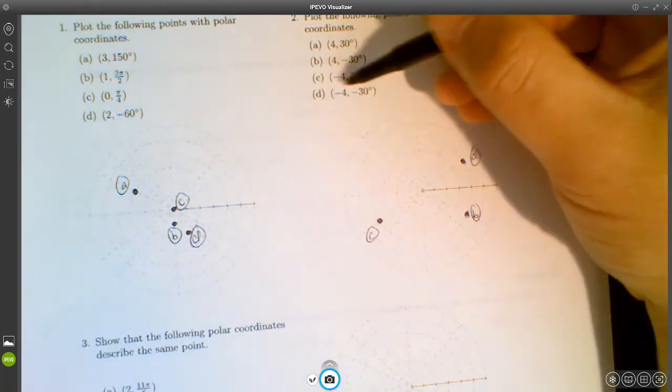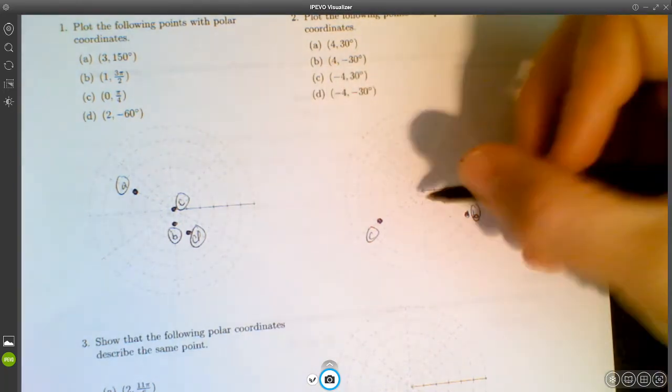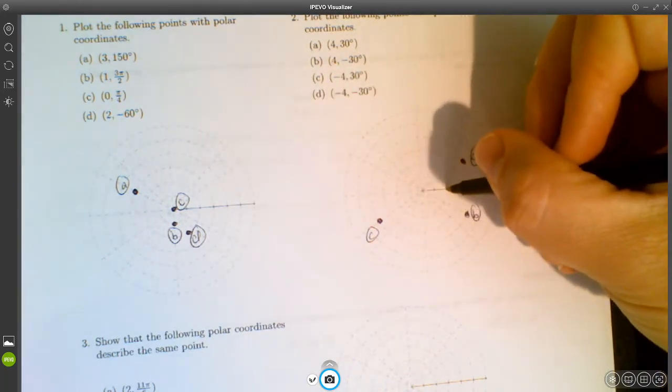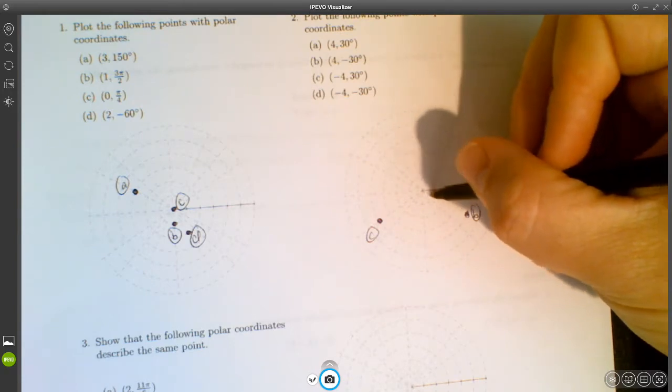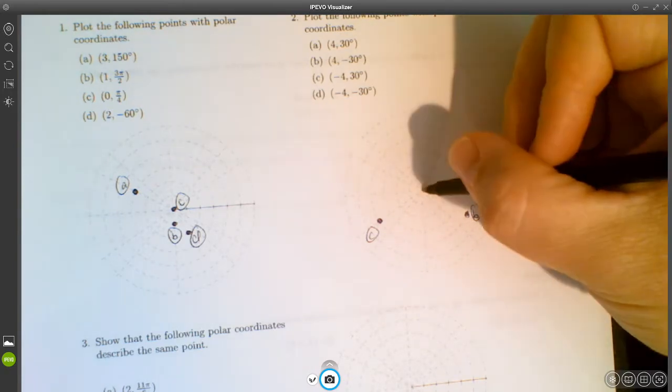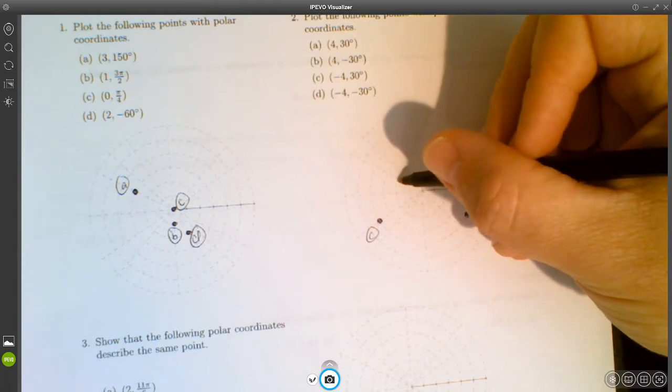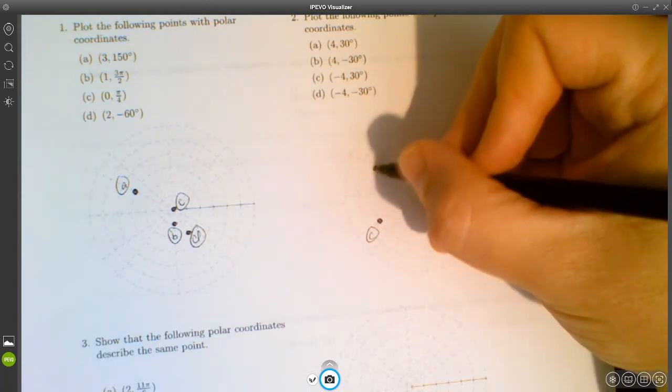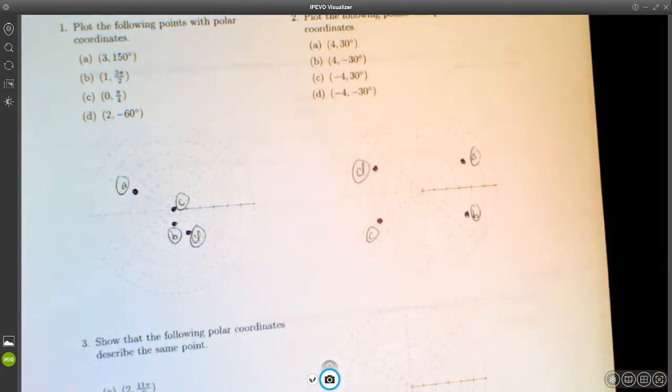And then part D is -4, -30. Okay, so for -30, we would come down to -30 degrees. And then for -4, we go in the opposite direction. 1, 2, 3, 4. So there's part D.